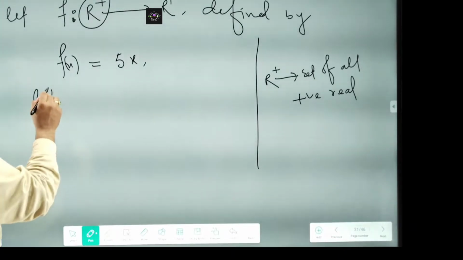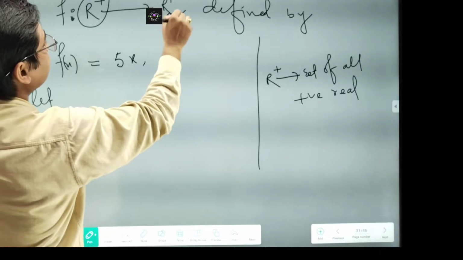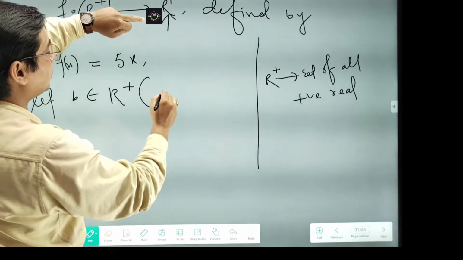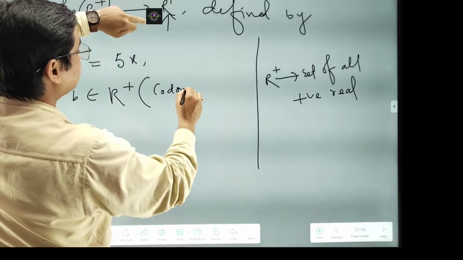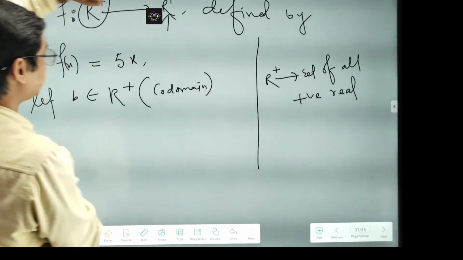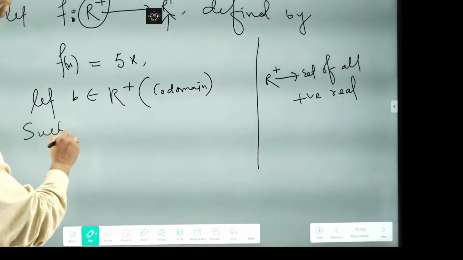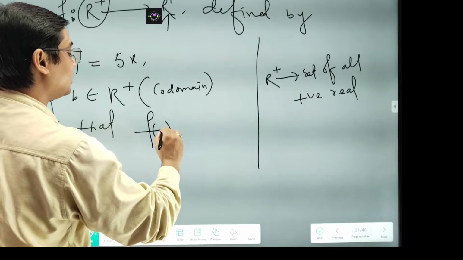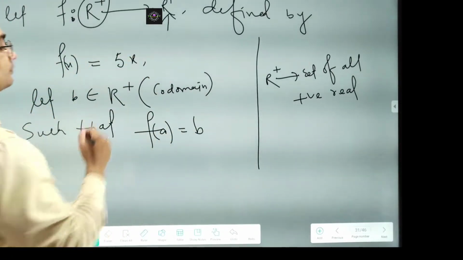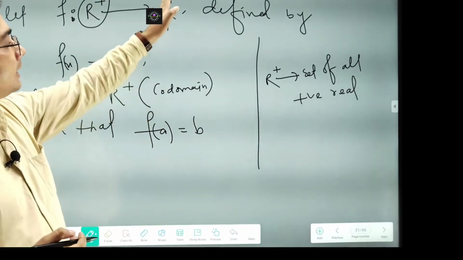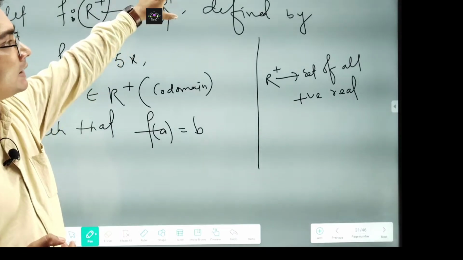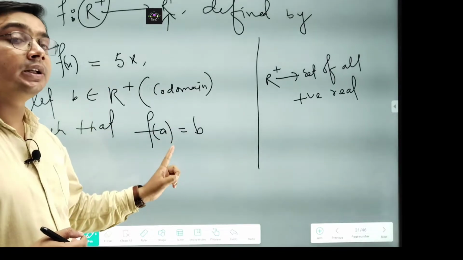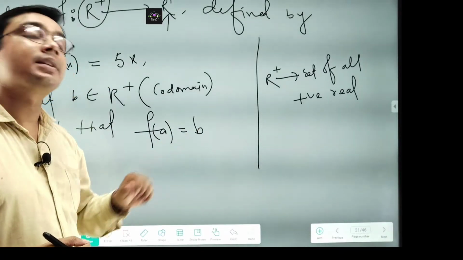Just to consider an element here in this set, let b belong to this set R plus, this is the codomain. Yes, we take it from the codomain, such that f of a equals b. We consider an element small a such that f of a equals b. Now we need to find the value of a in terms of b.